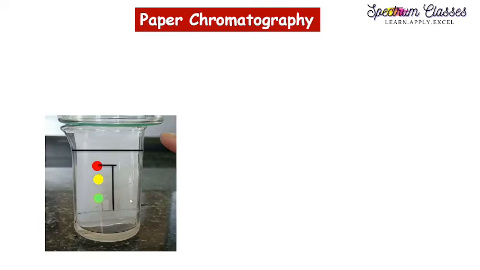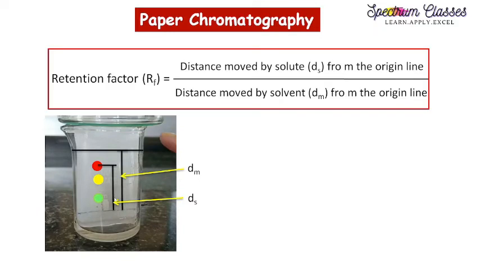Now coming to the measurement of the distance traveled by the solute and the distance traveled by the solvent. Here this is known as ds, the distance traveled by the solute, and this is the distance traveled by the mobile phase or solvent phase, right? So up to this center we are going to measure. Through this one can calculate the retention factor. So retention factor is how much time it is retained on the stationary phase: the distance moved by the solute from the origin line divided by the distance moved by the solvent from the origin line.